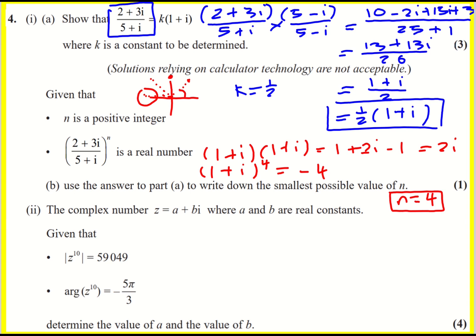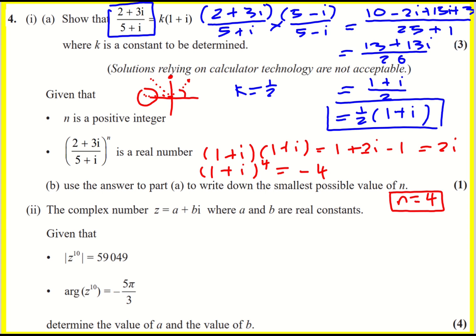Then a complex number z = a + bi is given, where a and b are real constants. We're then given that the modulus of z to the 10 is 59,049, and the argument of z to the 10 is minus pi over 3. Determine the value of a and the value of b.